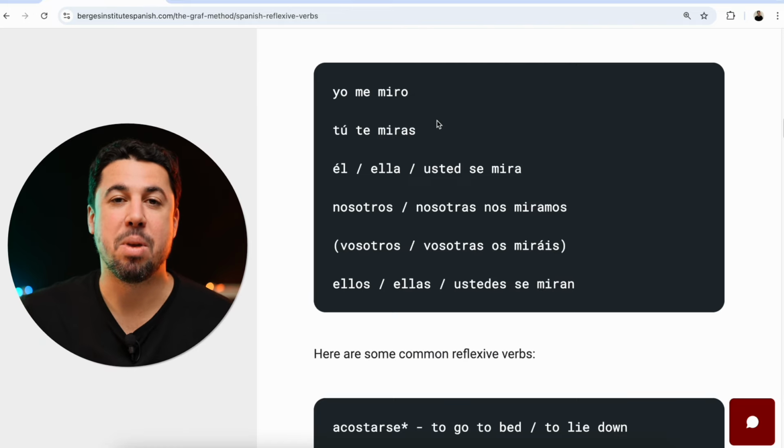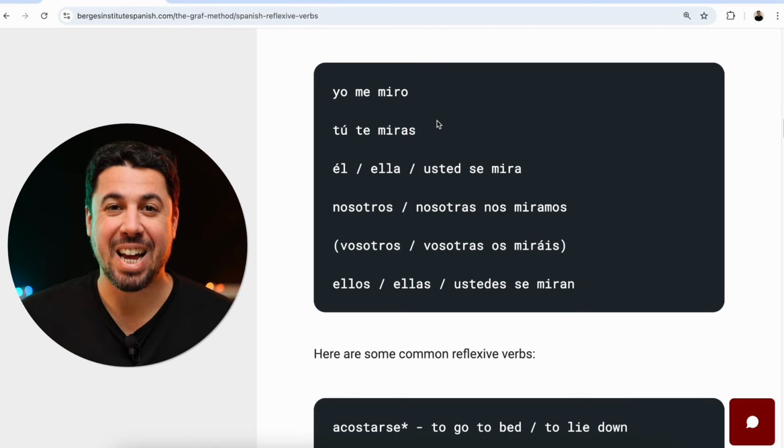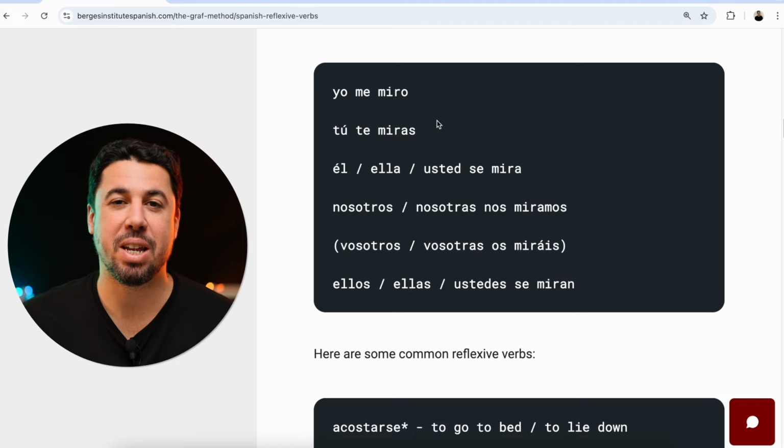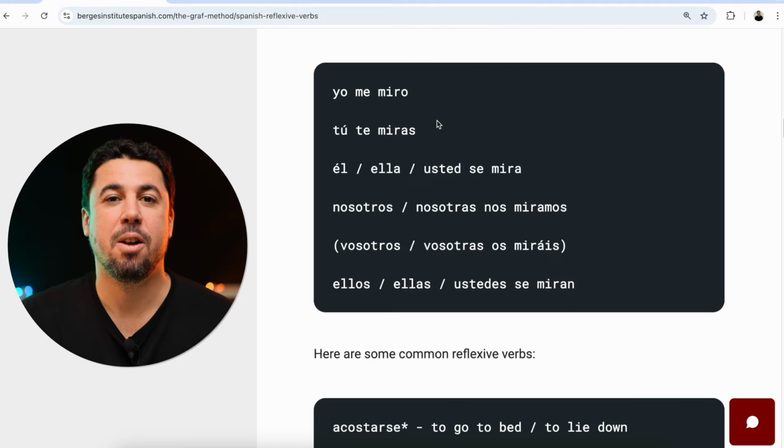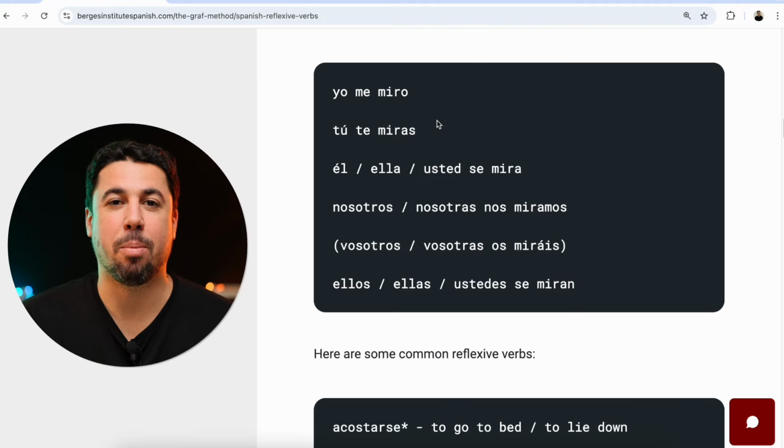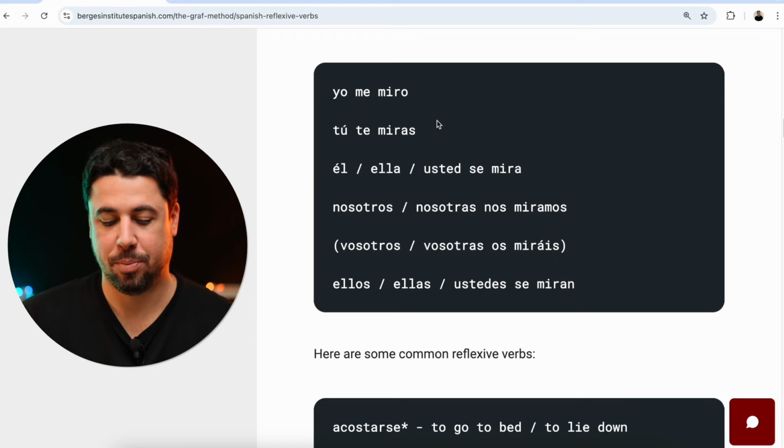So mirar, miro, miras, mira. Mirarse, which is a reflexive verb, me miro, te miras, se mira. Using also the subject personal pronouns, mirar, which is a standard verb ending in AR. Yo miro, tú miras, él mira, etc. Mirarse, the reflexive verb. Yo me miro, tú te miras, él se mira, etc.